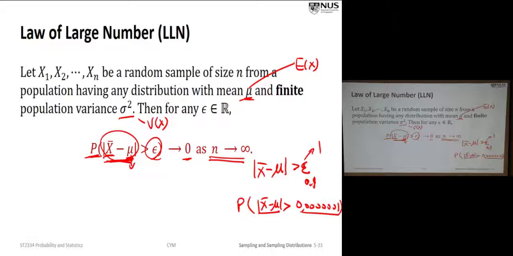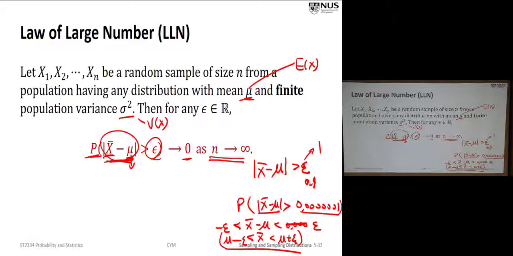In what sense? In the sense that your sample mean is very likely not to get out of the range. Translated, it means that x bar minus mu is within a small number. This is what it means. So in other words, we're saying that x bar is between this and this.